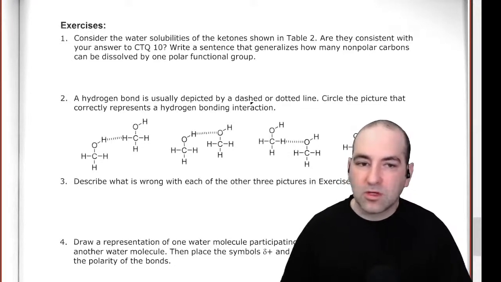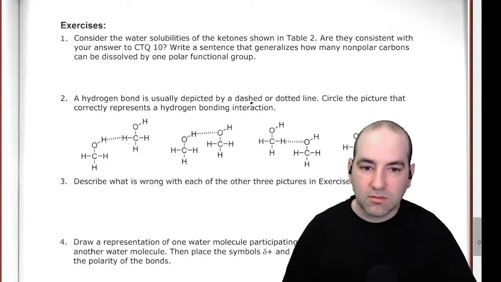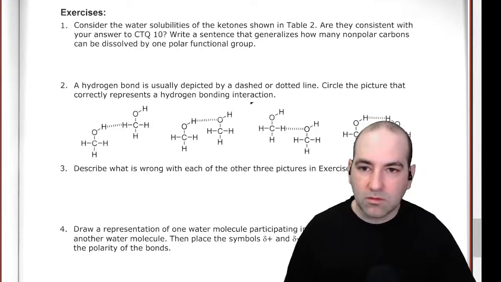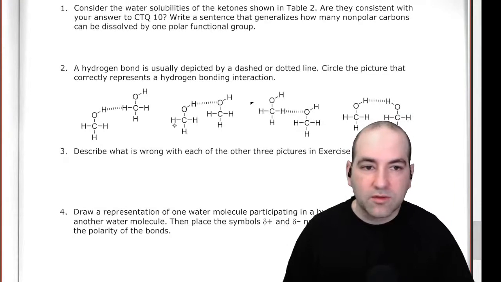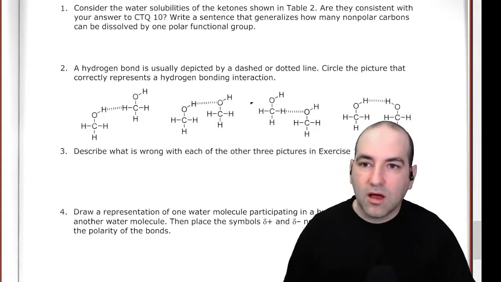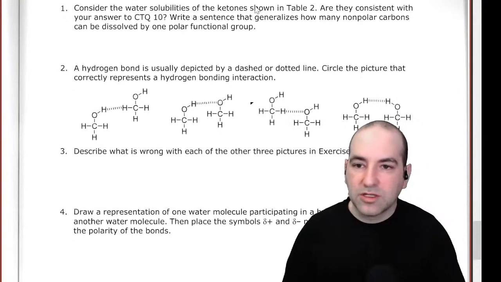All right. So start with number two. Number one is kind of talking about the thing above a little bit more. All right. So for number two, a hydrogen bond is usually depicted as a dotted or dashed line.